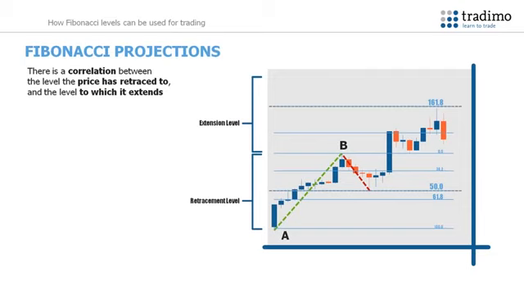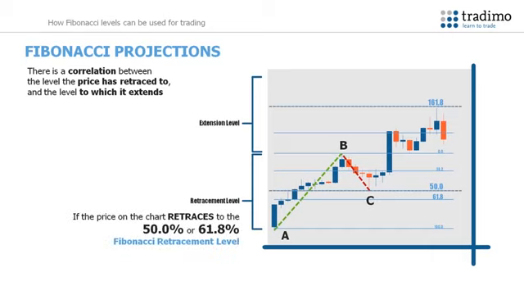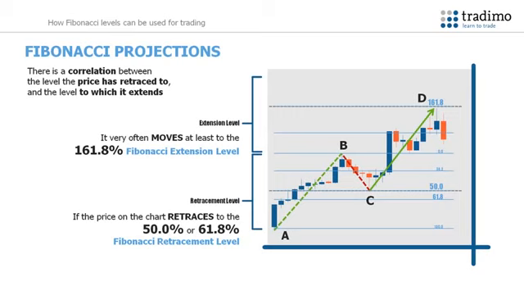There is a correlation between the level the price has retraced to and the level to which it extends. Therefore, you can use the extension levels as profit targets. For example, it has been observed that if price retraces to the 50% level or the 61.8% level, point C, it will often carry on to reach the 161.8% extension level, point D, if the market is in a confirmed trend. So when entering a trade using the Fibonacci indicator, if you see that the price has come down to the 50% level, you can set your profit target at the 161.8% level.